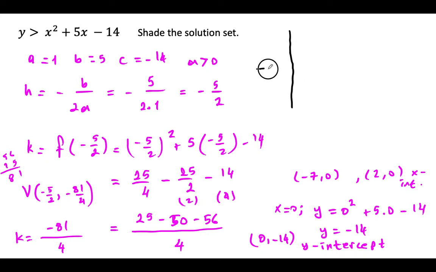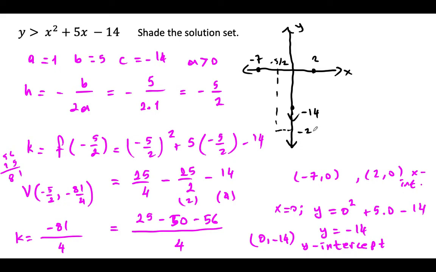To draw this, X and Y, let me say. Now my coordinates: X is negative 7, so let's say this is negative 7. And X is positive 2, let's say here. So the function is passing through these 2 points. And Y is negative 14, so let's say this is negative 14. But of course it's not scaled. And then the vertex is negative 5 over 2 approximately, let's say here. And then negative 81 over 4, where will it be? 81 over 4 is approximately, if this is 80, it will be negative 20. It means that it is approximately here.